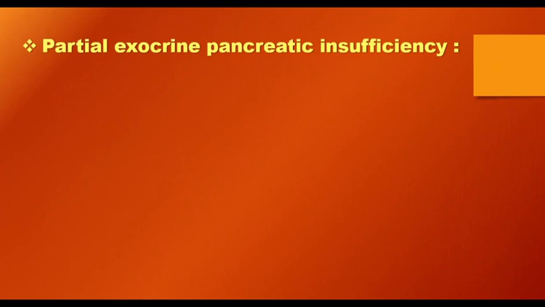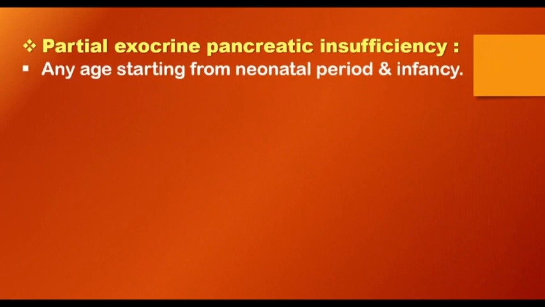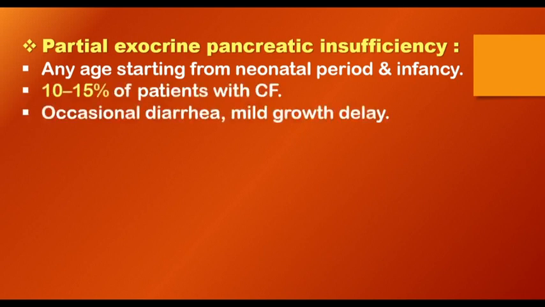What about partial exocrine pancreatic insufficiency? The problem here will be mild because the insufficiency is partial, of course. So it can present at any age, starting from the neonatal period and infancy. Not like the total, which presents in the neonatal period through infancy. And it affects just 10 to 15% of patients with cystic fibrosis. This is, unfortunately, and this will lead to occasional diarrhea, not a frequent steatorrhea as we mentioned in the total. And of course, because it is a partial exocrine insufficiency, it will lead to mild growth delay.